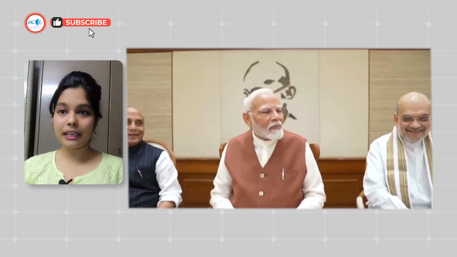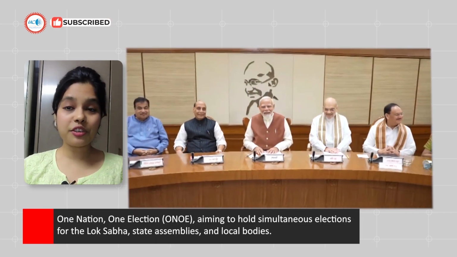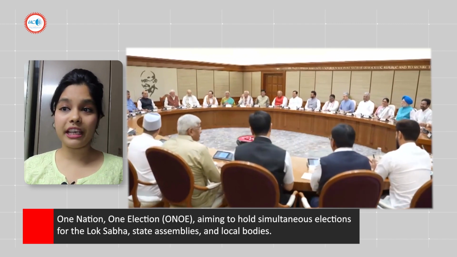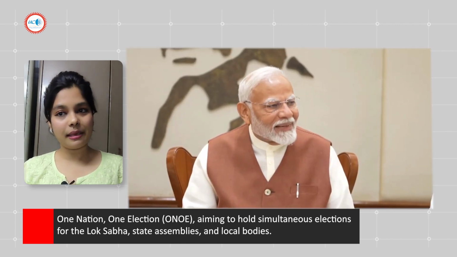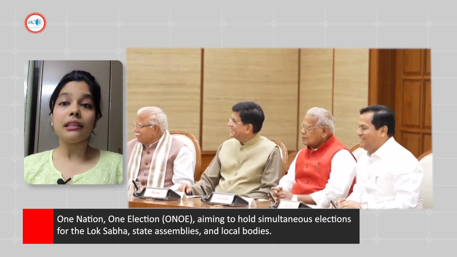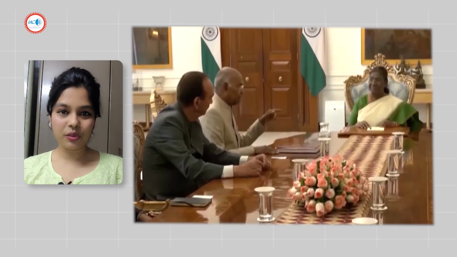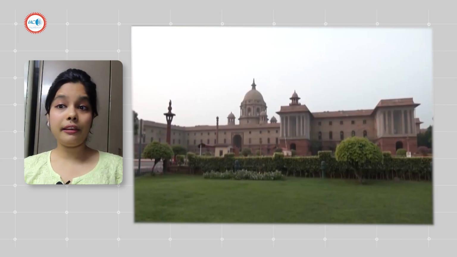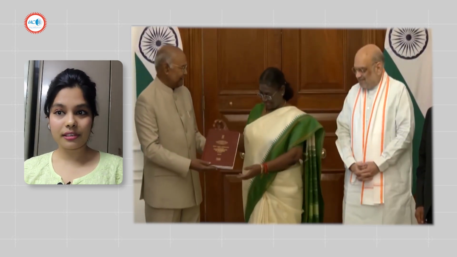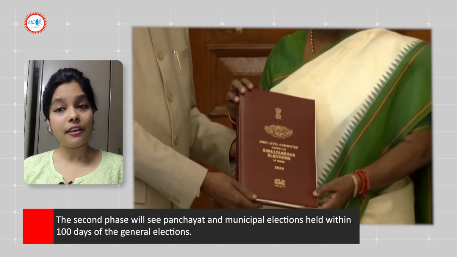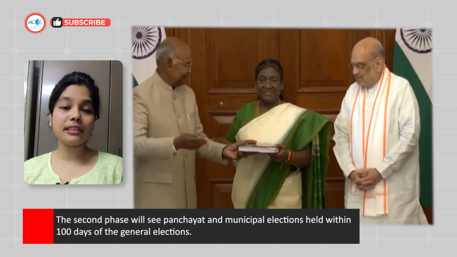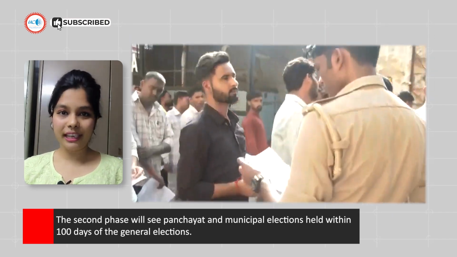The Indian government has proposed the concept of one nation, one election, aiming to hold simultaneous elections for the Lok Sabha, state assemblies and local bodies as well. This proposal, approved by the Union Cabinet and led by the former President Ramnath Kovind, aims to streamline the election process across the country. The first phase will involve holding general elections, that is Lok Sabha elections, and state assembly elections together, while the second phase will see panchayat and municipal elections held within 100 days of the general election.